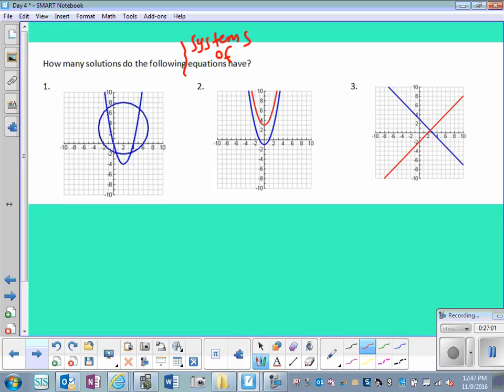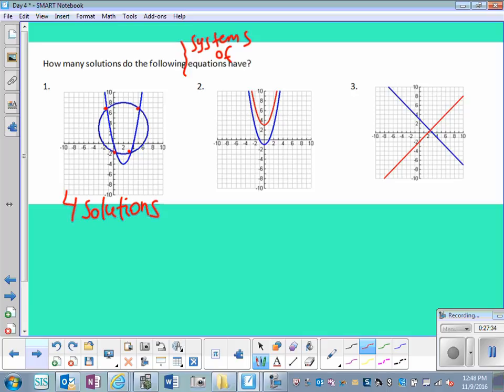Right, so you have this first graph. It represents a system of 2 equations. The one equation is quadratic. The second one is the circle formula. So how many solutions will this system have? 4. Correct. So we have 1, 2, 3, and 4. 4 solutions. Good.